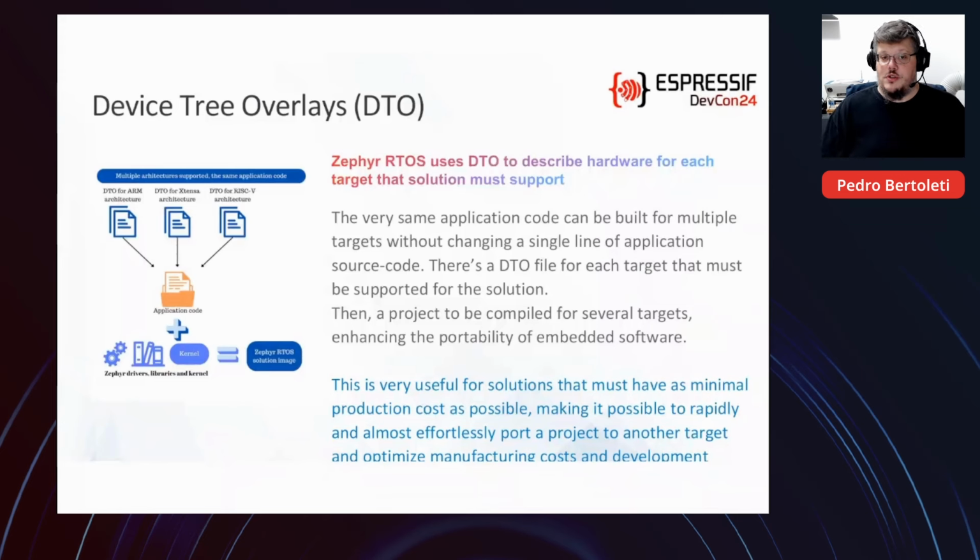So it means if you have a DTO file for each architecture that your project should run on, you then only specify which target you want to build for, and it will be built for the specific target that you specify. This is very useful for solutions that must have as low production costs as possible, making it possible to rapidly and almost effortlessly port a project to another target, optimizing manufacturing and development costs.